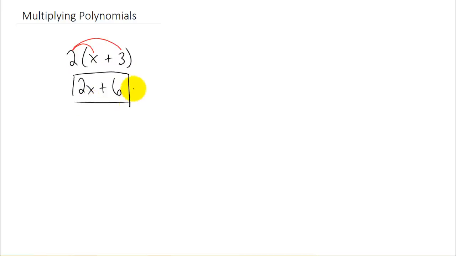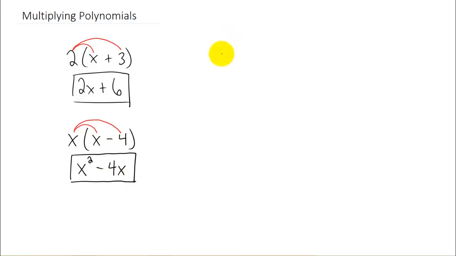Let's expand upon this. Let's take x and multiply it by x minus 4. So again, you distribute the x through the parentheses. x times x is x squared minus x times 4, which we usually write as 4x.